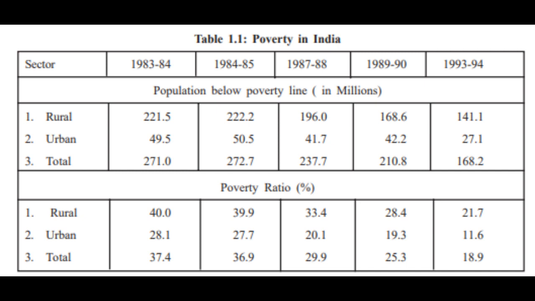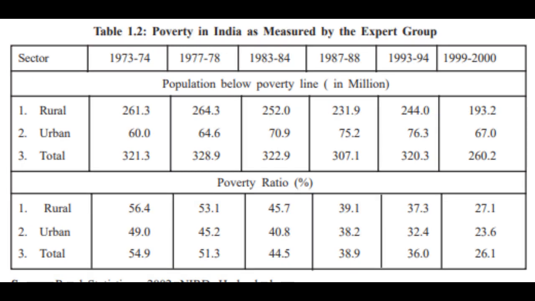54.9% in 1973-74 to 26.1% by 2000, indicating an average of about 1% decline per year. The rural poverty has declined from 56.4% in 1973-74 to 27.1% in 2000. The rate of reduction of poverty in rural areas is slightly more than that in urban areas, as can be seen from the figures. In fact, urban poverty is also a reflection of rural poverty, as large numbers of the rural poor migrate to urban areas for better wages and thus add to urban poverty.